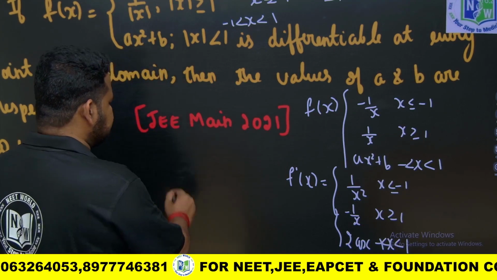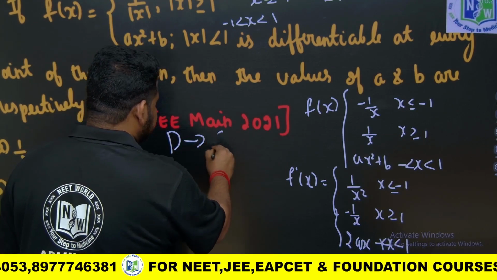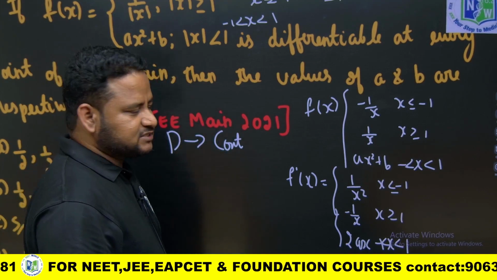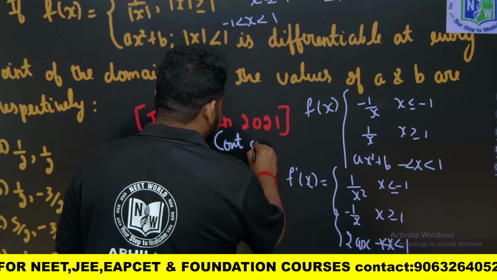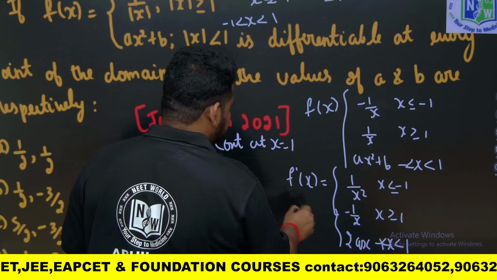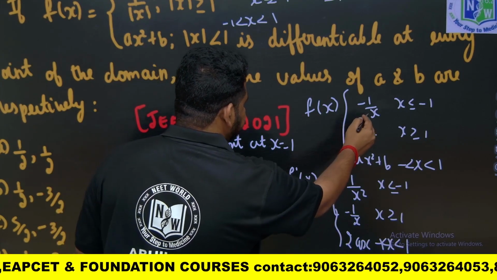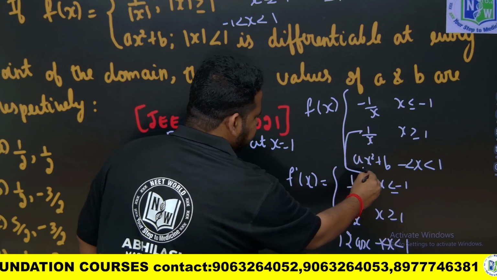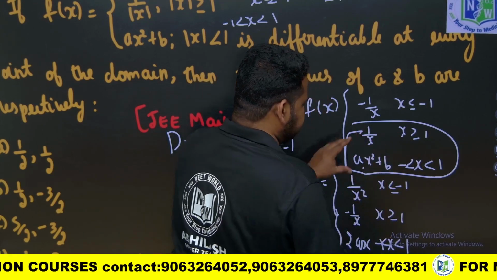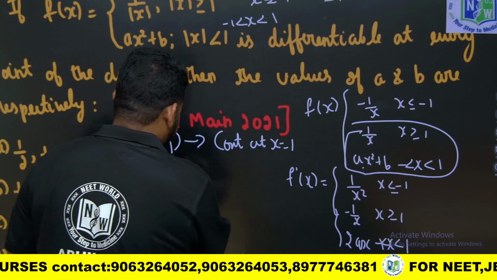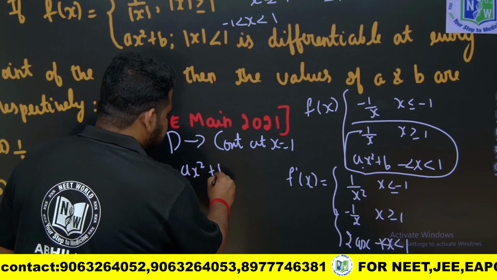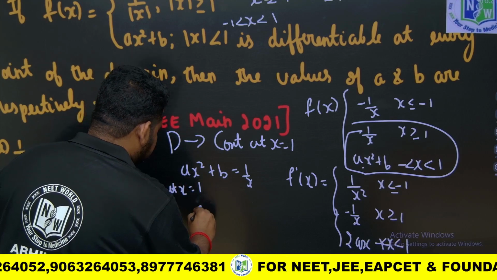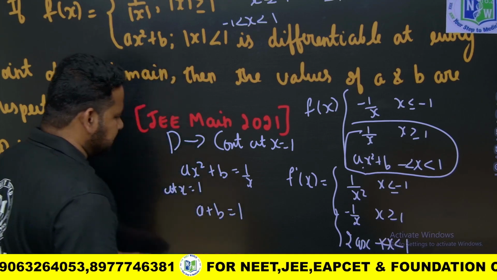So, you have to understand that differentiability implies continuity. Let me take it at x equal to 1. That means these two should be equal. I am concerned only with these two. So, ax square plus b is equal to 1 by x, and at x equal to 1, this becomes a plus b is equal to 1.